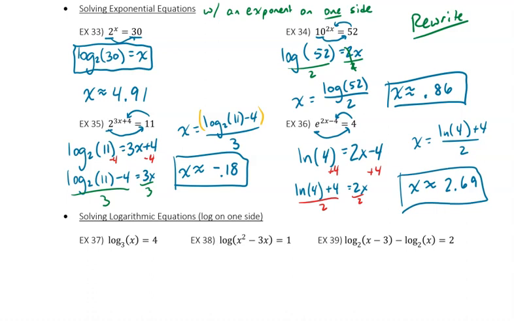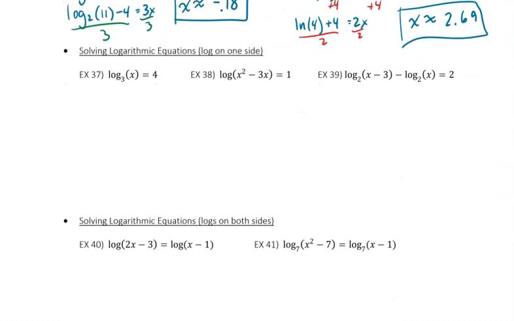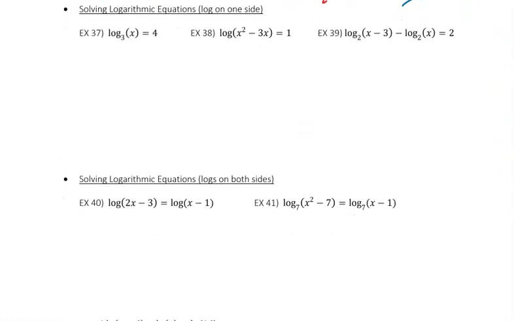All right, so let's go ahead and go on to some logarithmic equations. For log equations, we're going to be looking at 2 different types: logs on one side of the equation, and then logs on both sides of the equation. We're going to start out with logs just on one side of the equation. And again, if we have logs on one side of the equation, the key word here, yet again, is rewrite.